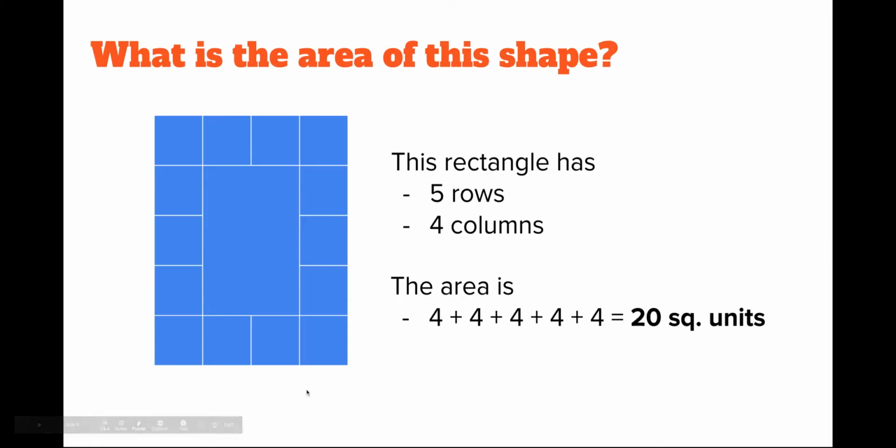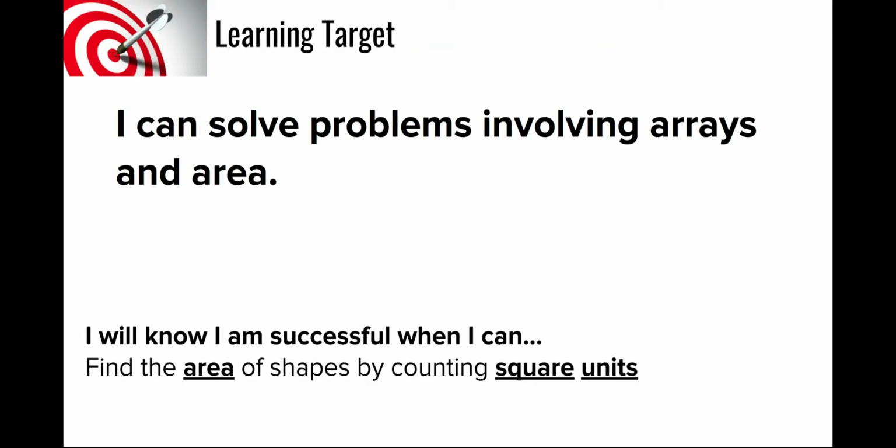Let's check our work. Let's see if 20 square units is correct. 1, 2, 3, 4, 5, 6, 7, 8, 9, 10, 11, 12, 13, 14, 15, 16, 17, 18, 19, 20. Yep, we have it right. 20 square units. Your success criteria today was to find the area of shapes by counting square units. Have fun doing your problems on your own.